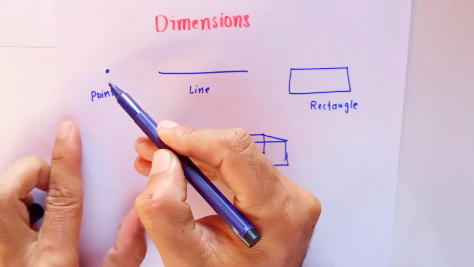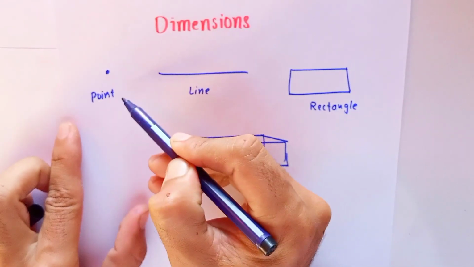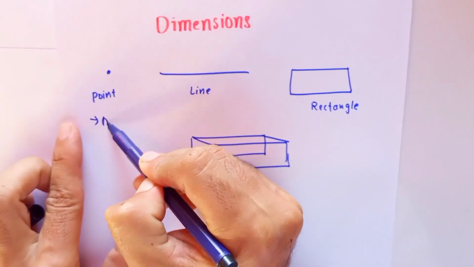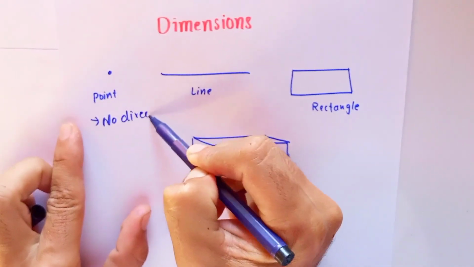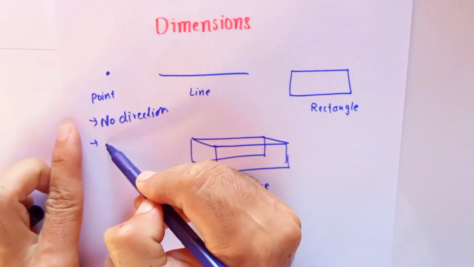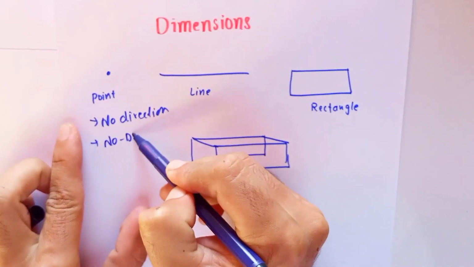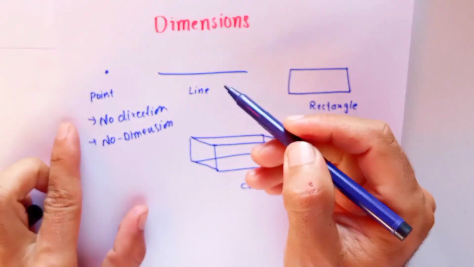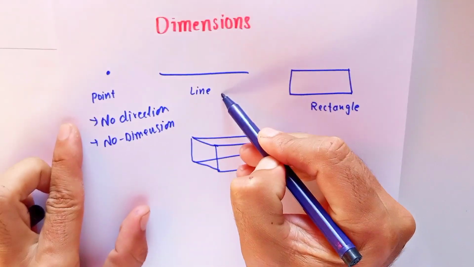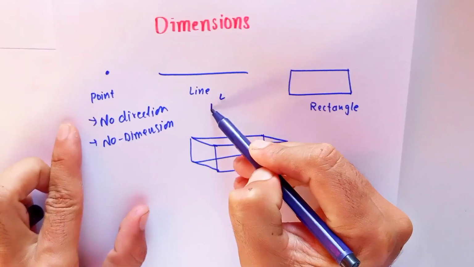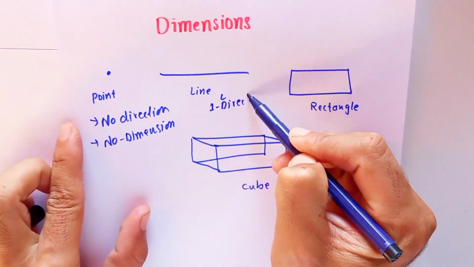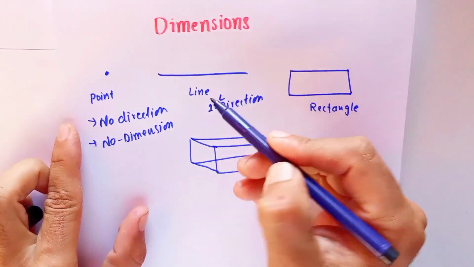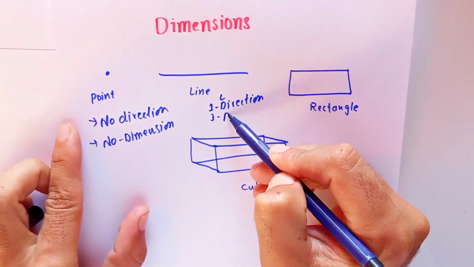For example, a point has no direction, just like no length, no width or no height, so we say that no direction, no dimension. And in the same way, a line has one direction, which is the length of the line, right? So it has one direction. We say that the line has one dimension, which is the length.